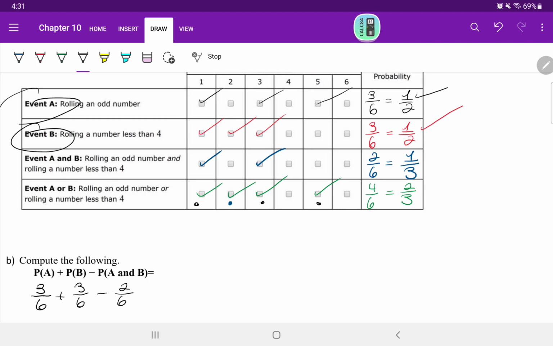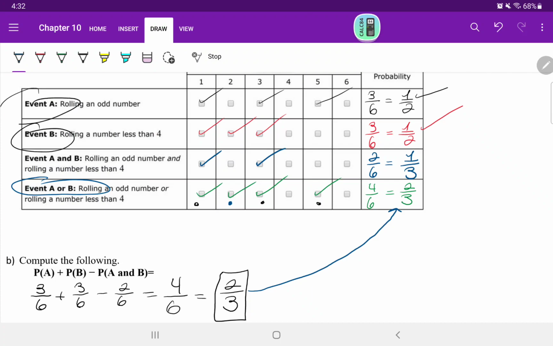3/6 plus 3/6 minus 2/6. Same denominators, compute the tops. 3 plus 3 is 6. 6 minus 2 is 4. That is going to be 4/6, which is reduced to 2/3. What else is equal to 2/3? If you notice, the probability of A or B is equal to 2/3.